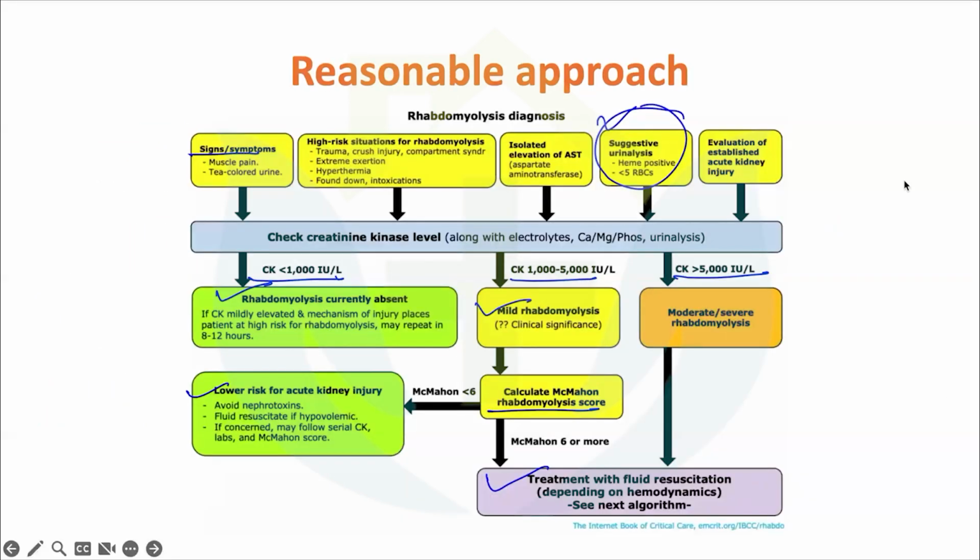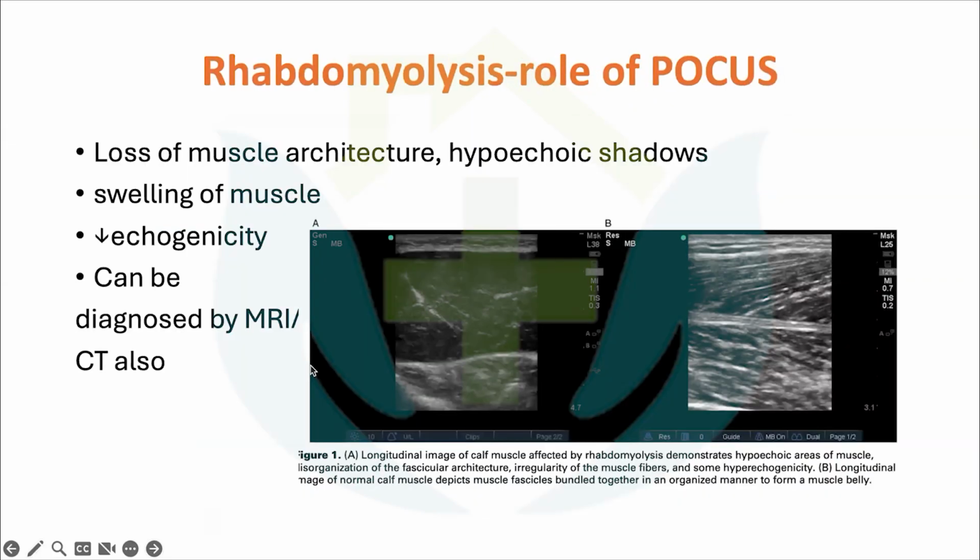This one I've taken from the Internet Book of Critical Care from the PulmCrit site, on what's a reasonable approach for these cases. If you have a high index of suspicion of rhabdomyolysis, with muscle pain, cola colored urine, a background of crush injury, some particular drugs, or isolated elevation of AST, you should send the CK level and send renal parameters and all the electrolytes. If the CK is more than 5,000, it's established, and you start treating as rhabdomyolysis. If it is 1,000 to 5,000, where you are doubting, then use the McMahon score. If it is high, then you treat as rhabdomyolysis. This is how you should tailor your therapy.